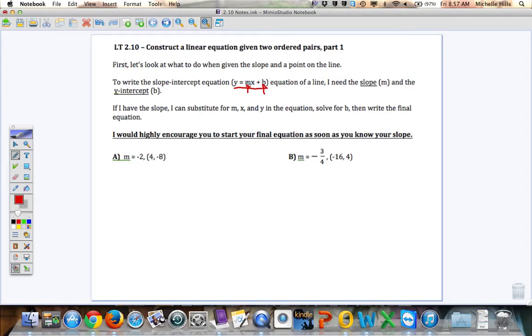So the numbers that I need to fill in to y equals mx plus b, to get my final answer, I need to know the slope, and I need to know the y-intercept. So for example, if I solved and I found that the slope was 5 and the y-intercept was -3, my final equation would just be y equals 5x minus 3.